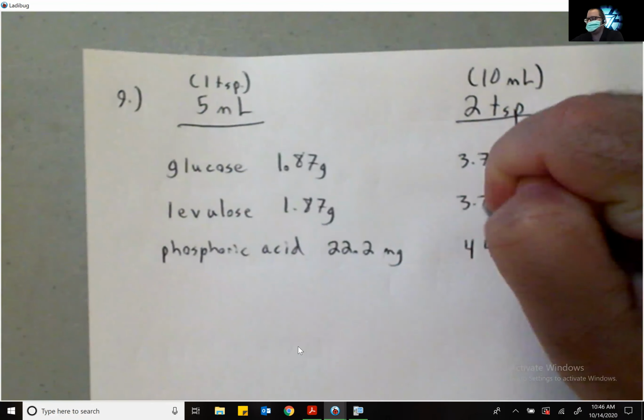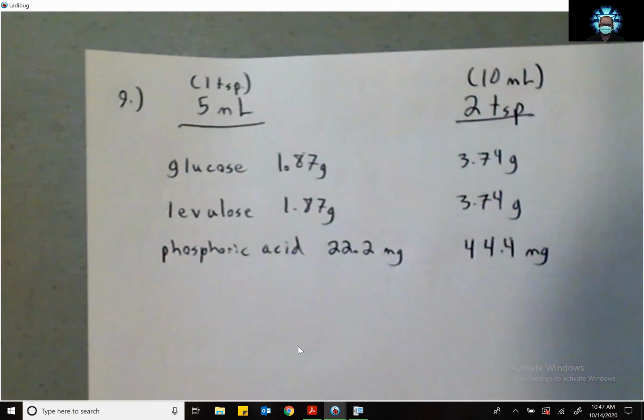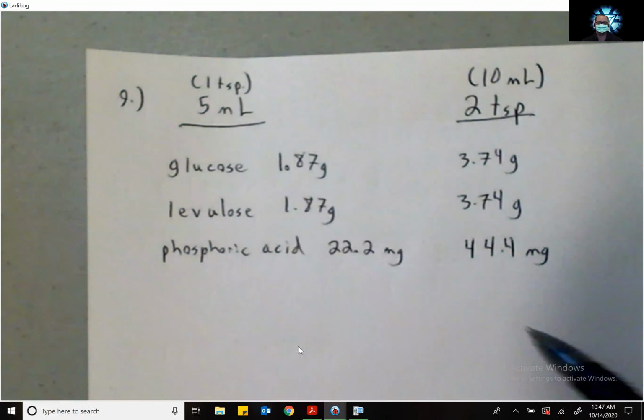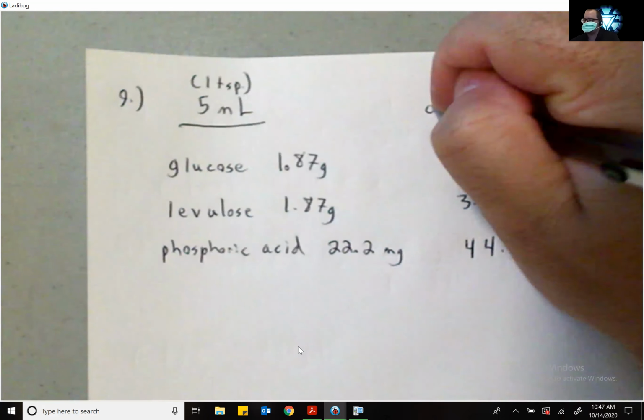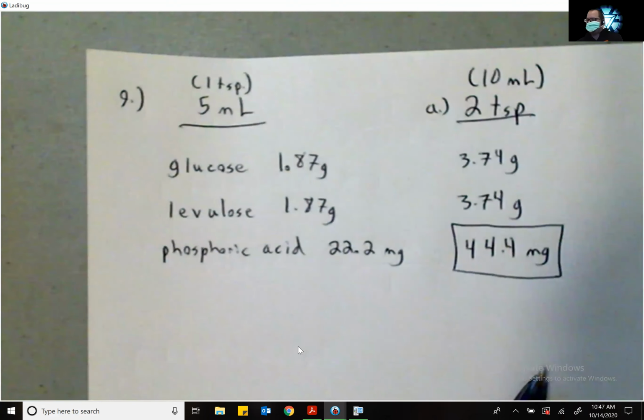Again, we didn't need those pieces of information, but I want you to see that if you're doubling a recipe, all you're doing is multiplying all the ingredients by 2. It's kind of like a cooking idea. So that's part A, and that's what you were looking for right there. 44.4 milligrams.